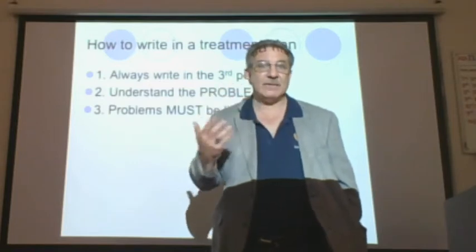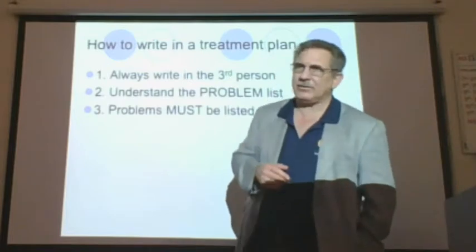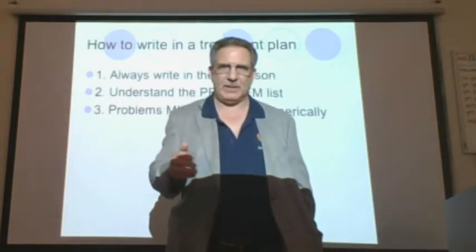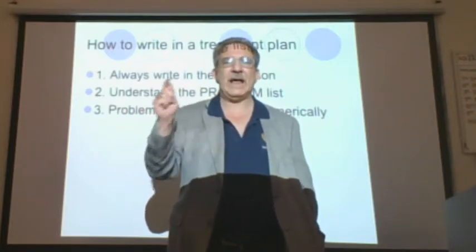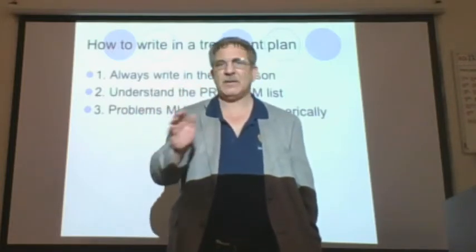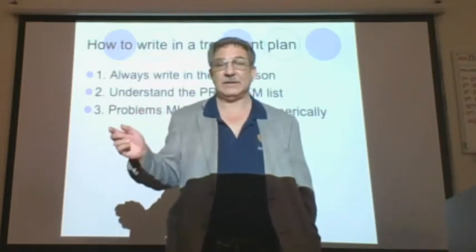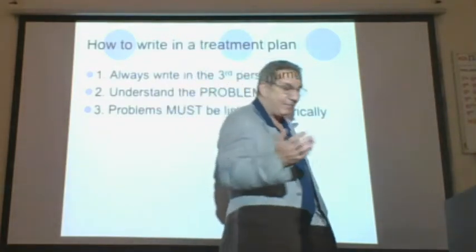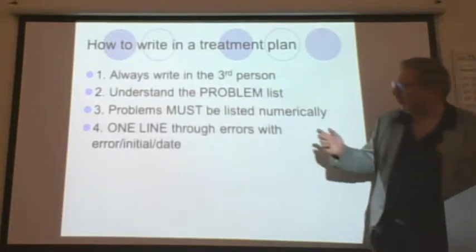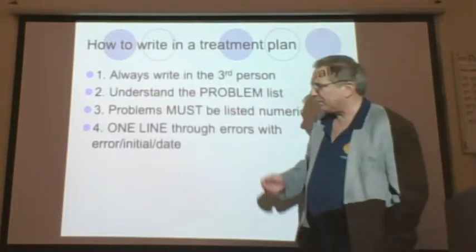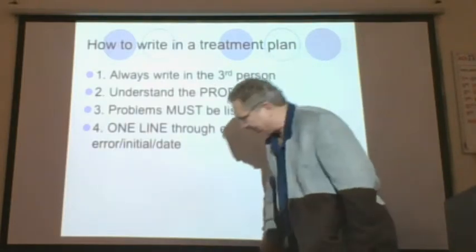Maybe 3 and 7 didn't show up, right? Now, sometimes a clinical director will say, no, you've got to address all of them, all 8 problems. So problem 1, this; problem 2, this; problem 3, and A does not apply. Problem 4, this; problem 5, this; problem 6, and A. Problem 7, this; problem 8, this. You can do that, right? But they have to be numerically listed in order. One line through errors, with the error and initial. I'll roll this up and show you what I mean by that.